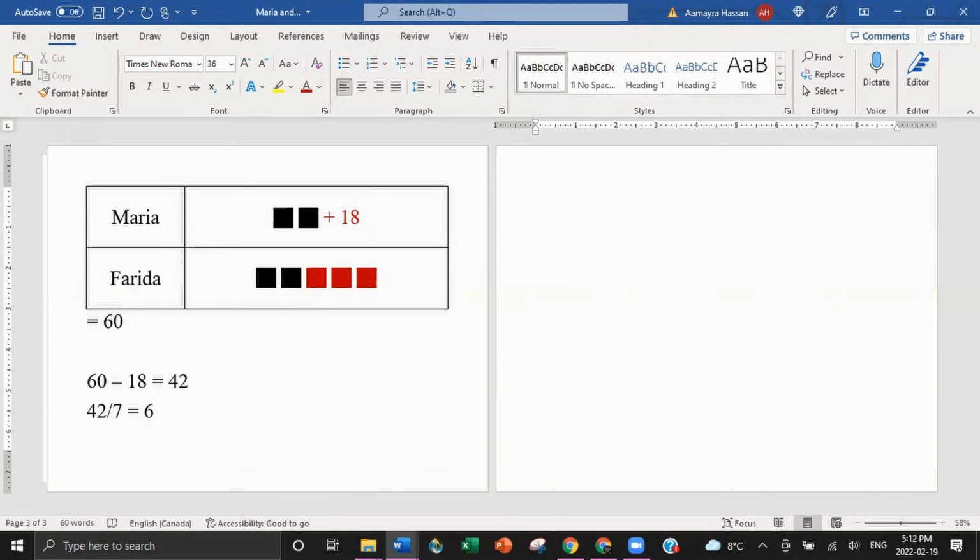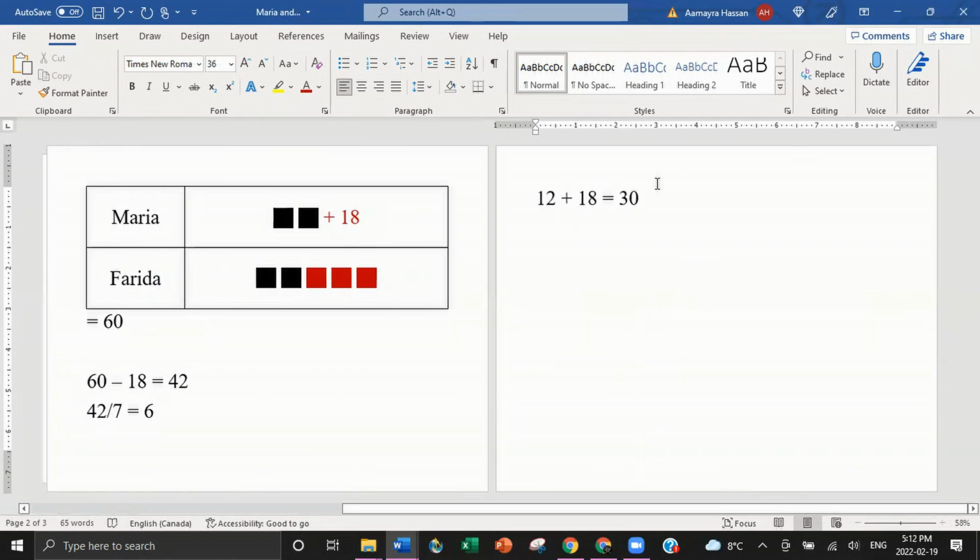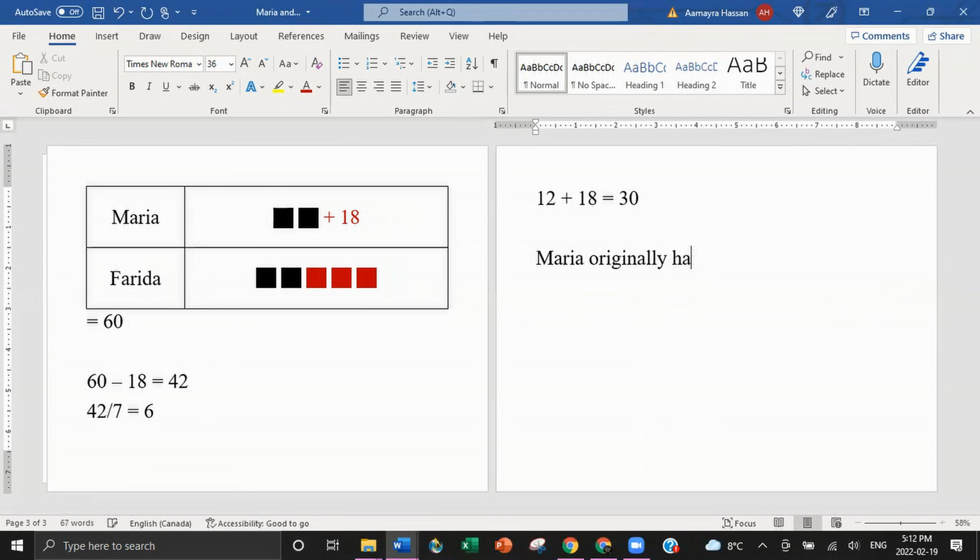We want to know the original amount of beads that Maria had. So she had 2 squares. So it's 2 times 6 is 12, plus 18. So she had 30 beads. And so the question says we want to know how many beads Maria originally had. We can write, Maria originally had 30 beads.